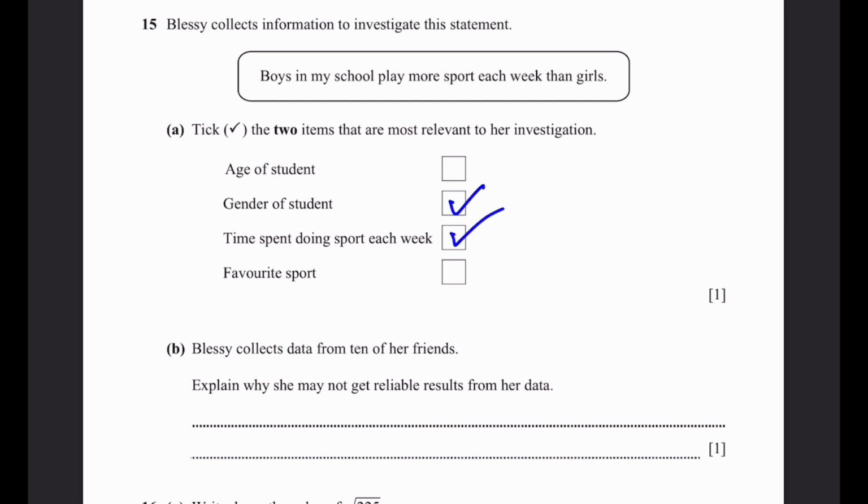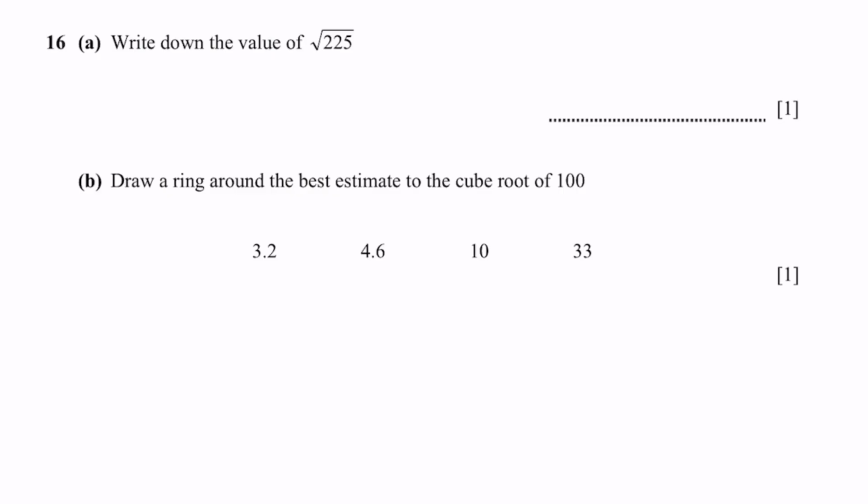B. Blessy collects data from 10 of her friends. Remember, this is very important. Explain why she may not get reliable results from her data. Well, Blessy collects data from only 10 of her friends, and a school has more than 1,000 people. 10 people does not look like a big enough sample. So 10 people is not a big enough sample. That's the answer.